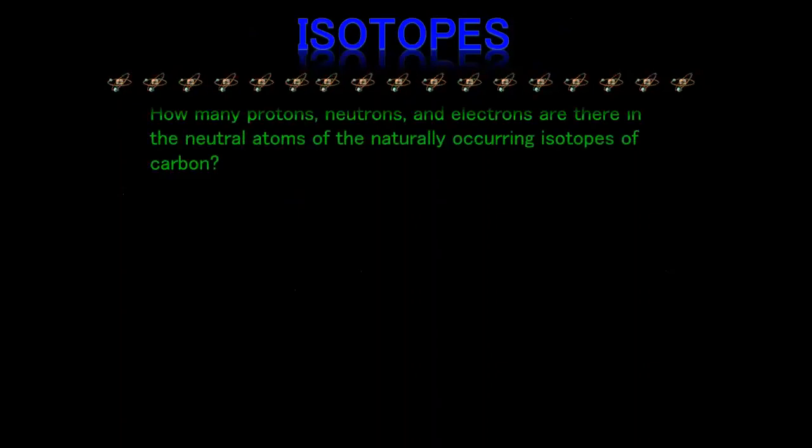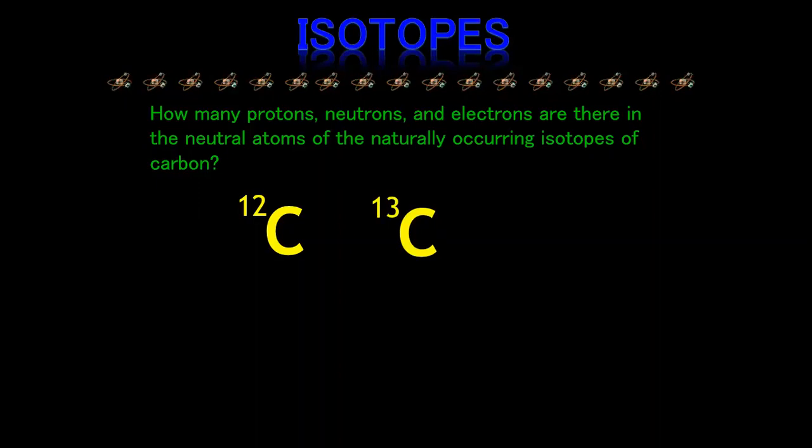Now, how many protons, neutrons, and electrons are there in the neutral atoms of the naturally occurring isotopes of carbon? The symbol for carbon is C. Carbon has 3 isotopes: carbon 12, carbon 13, and carbon 14. What is this number? This number is the mass number. The mass number is the number of protons plus the number of neutrons.